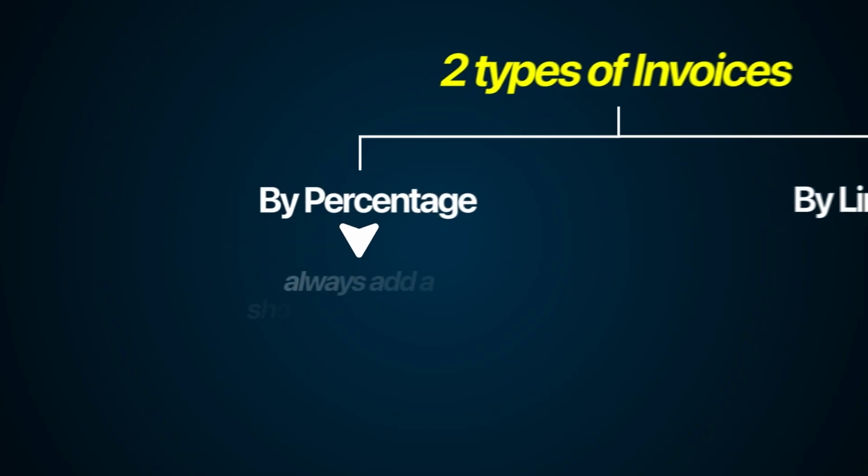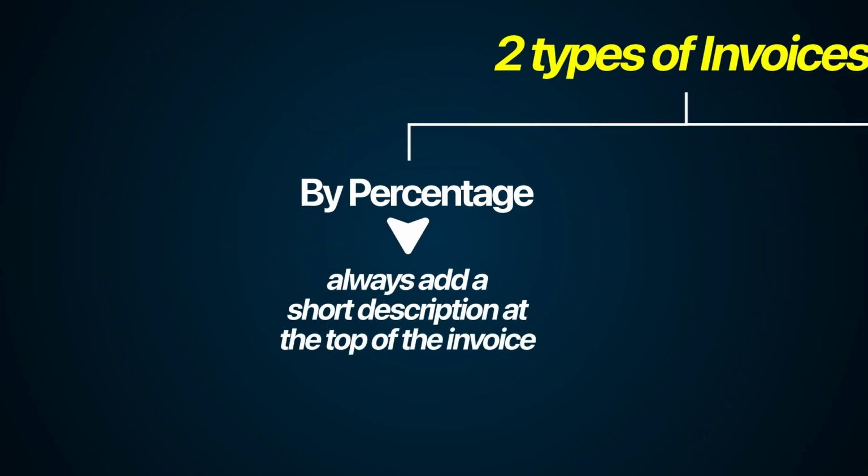If you're billing by percentage, always add a short description at the top of the invoice, something like 35% to commence or progress billing through framing phase. This matters because quantities on the estimate rarely match real-world progress. Without that description, clients get confused. They ask questions and your admin time explodes.